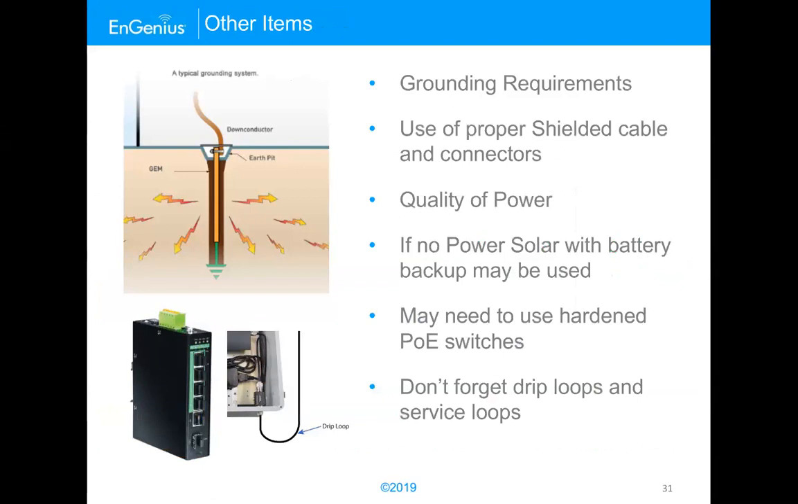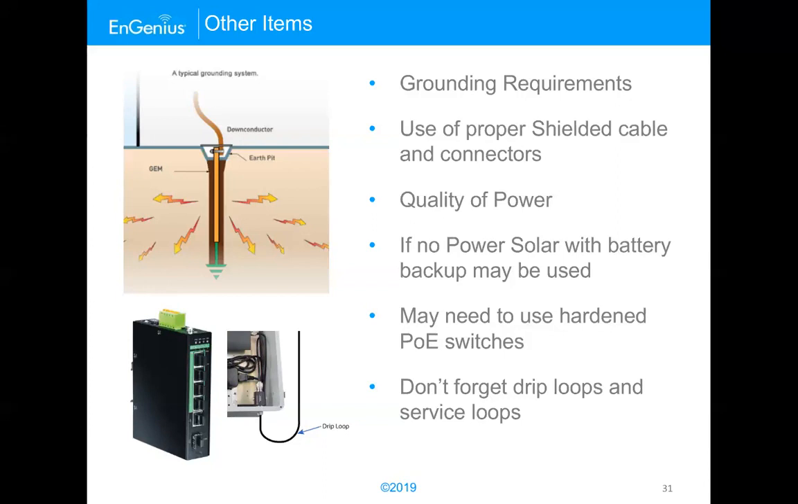I also wanted other items to take into account, which is grounding requirements for outdoor access points. You will have voltage potential difference that you don't have to worry about for indoor deployments. You want to make sure that you ground appropriately for that. Proper use of shielded cables and connectors for outdoors so you can carry that transient current down to ground.